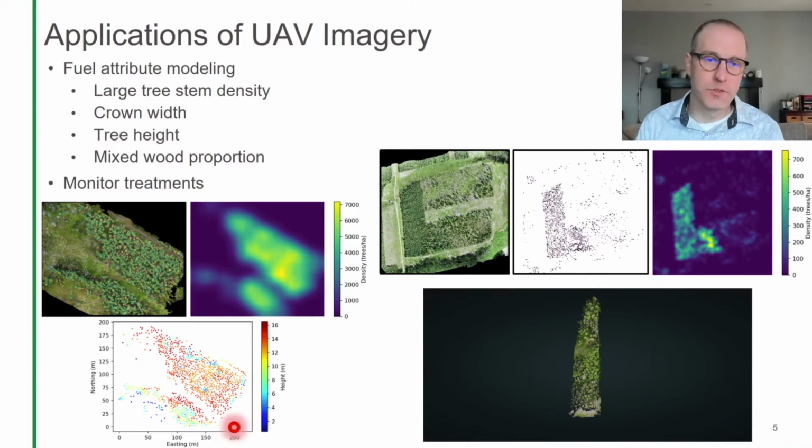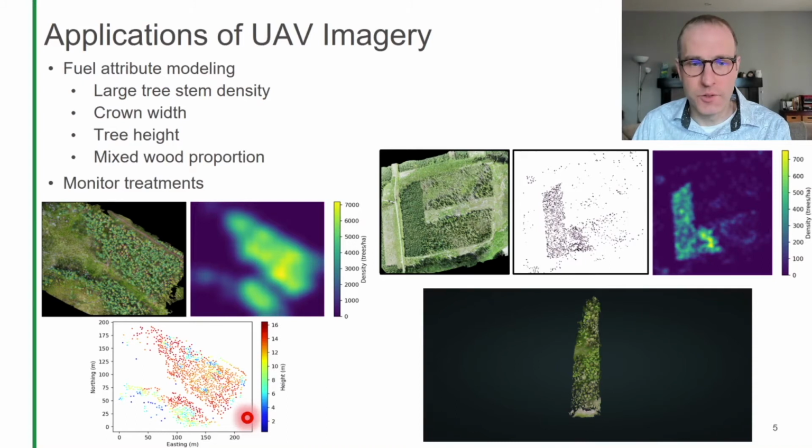As long as the crowns don't overlap, we can get a fairly good estimate of the tree height if we can see the ground within that box. We can get a fairly good estimate of the width of the tree, so that the size of the crown, which would essentially be the size of the box that we place around a tree.